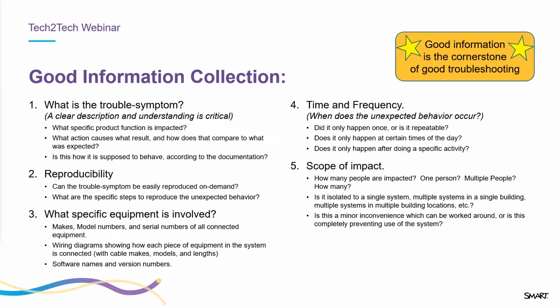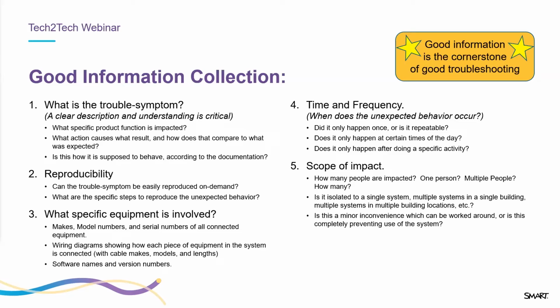Number 3 is what specific equipment is involved. It's very important when you're collecting information at the start of troubleshooting to make sure that you know the exact makes, model numbers, and serial numbers of all connected equipment. For example, if you're having a symptom on a smartboard interactive display related to showing the image from a connected computer, knowing what smartboard display you have is only part of the equation. Knowing the make and model of the connected computer is equally as important.